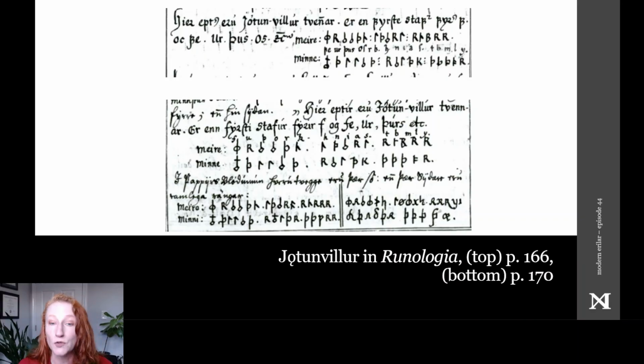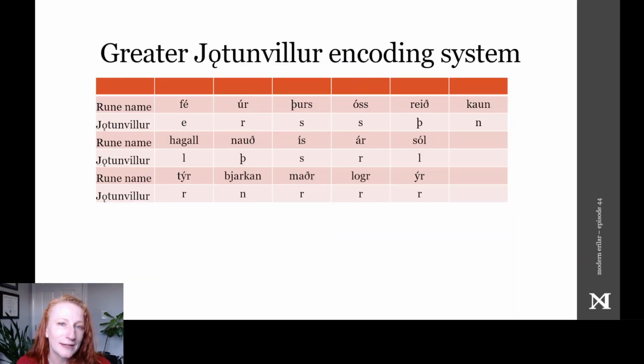Ólafsson recorded it multiple times on pages 166 and 170, but the versions differ, and it's not clear that he understood how it worked. And yet, this is one of the rare cases where an early modern manuscript helps us unlock genuinely medieval inscriptions. Jonas Nordby explained how Jåtunvillur works in his PhD thesis.